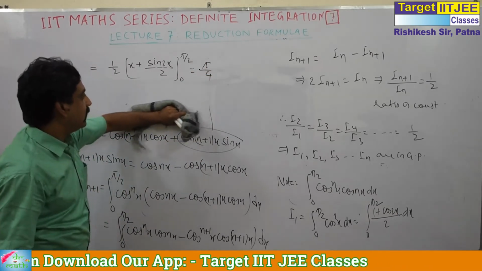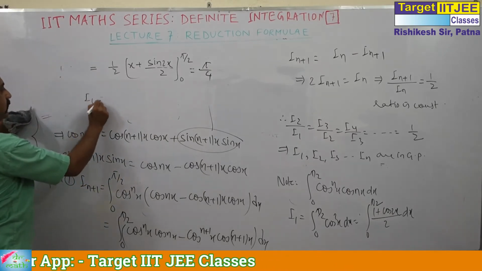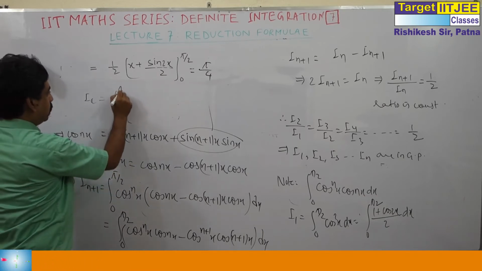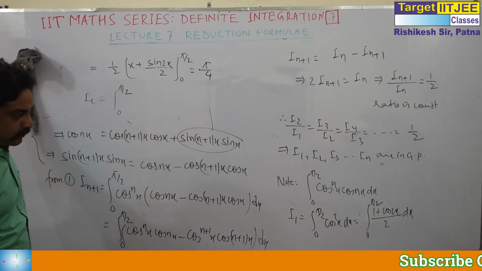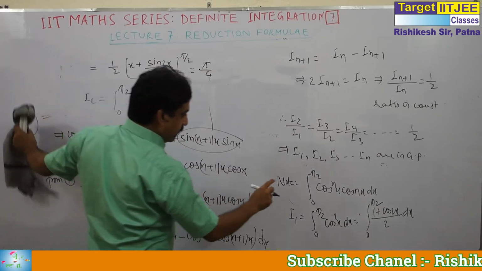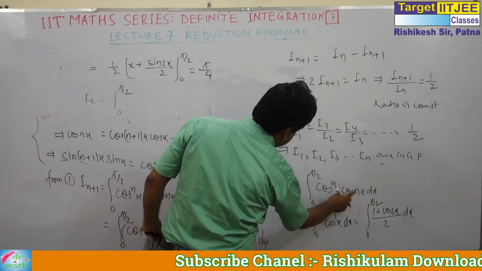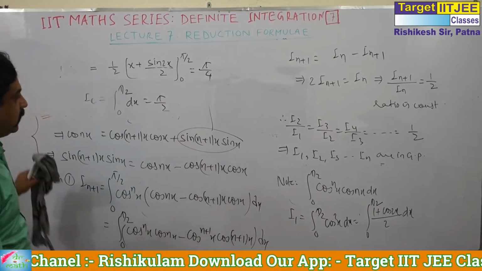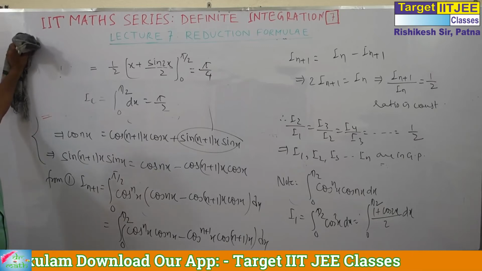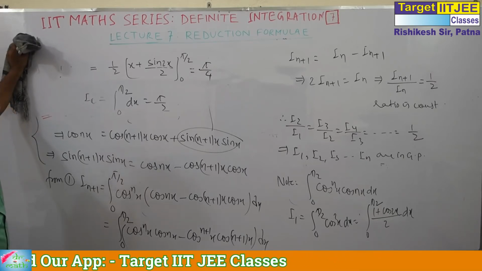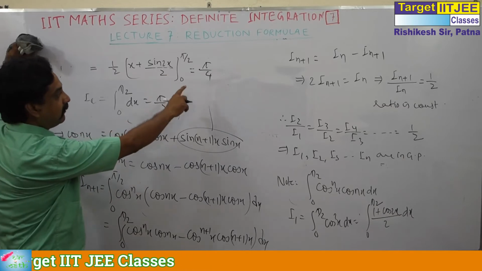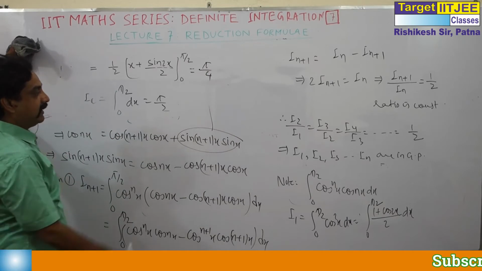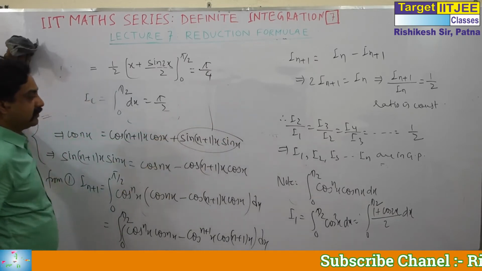What is I0? Actually, we can calculate I0 in some of the cases. I0 is 0 to pi by 2, and when n is 0, the integrand is 1 dx. This is pi by 2. So this term can extend up to I0. I0 is pi by 2, I1 is pi by 4. You will see the ratio is 1 by 2. Multiply by 1 by 2, 1 by 2, 1 by 2, and so on.